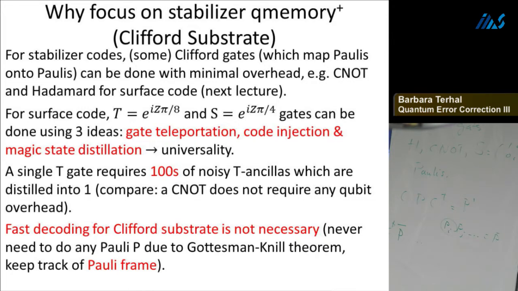So the point of decoding is that errors accumulate at a certain rate, and I am guessing what errors happened at another rate. But if that latter rate is lower than the first rate, I will be behind once it's time to realize my logical Pauli. So my decoding has to be done at the rate at which errors accumulate, if I want to realize universal quantum computation, not if I just have to do this Clifford substrate.